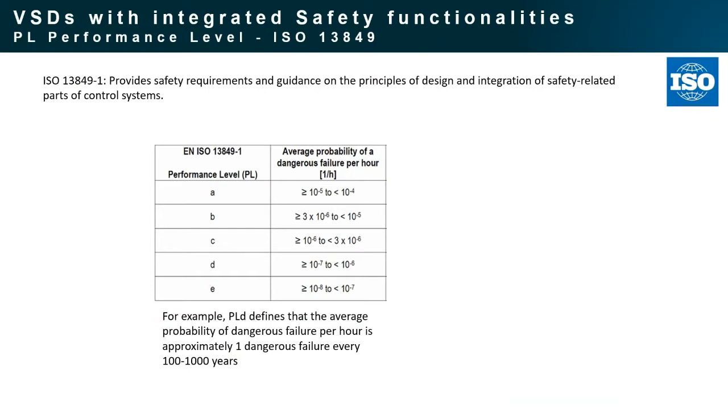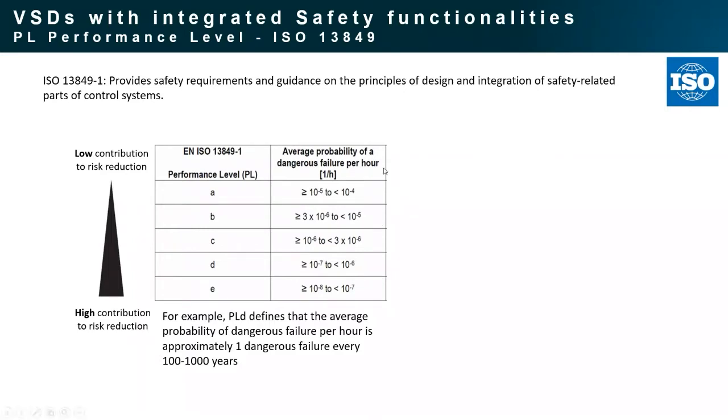So, similar to the previous standard, this one also defines different performance levels, or different contributions to risk reduction, that start with performance level A, the PLA, up to the PLE. So the PLA is a level with a low contribution to risk reduction. And the performance level E is the highest contribution to risk reduction.